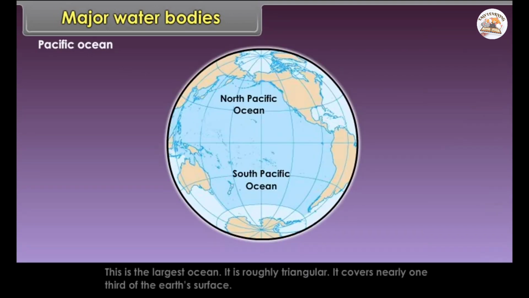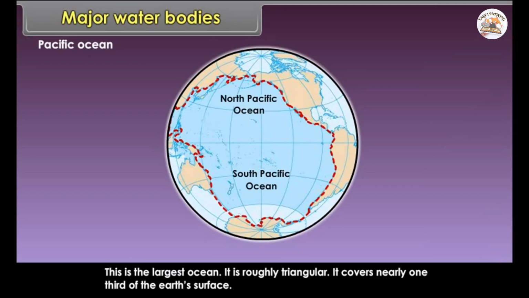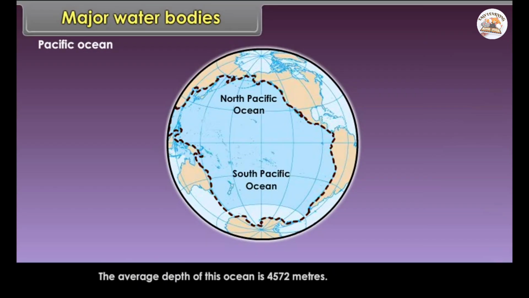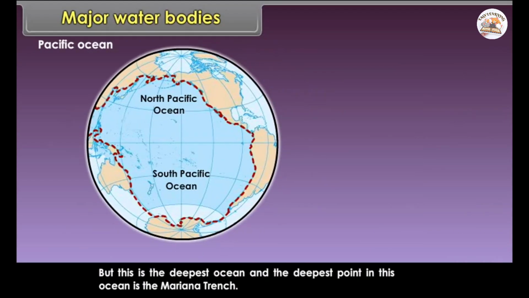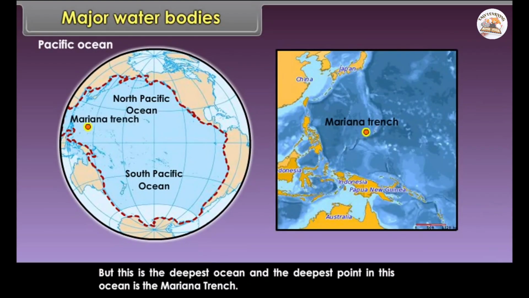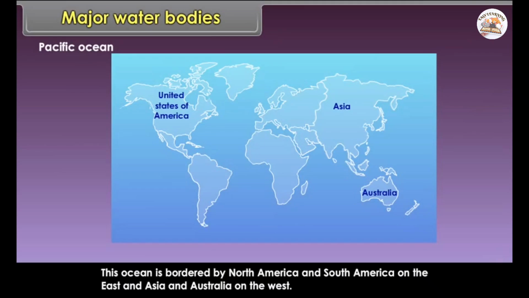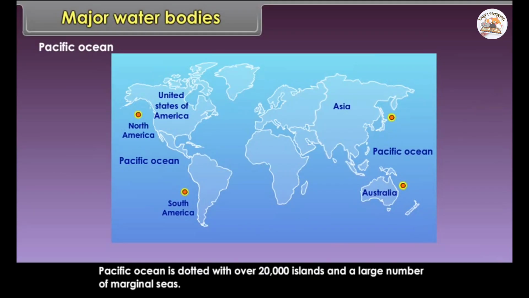Pacific Ocean. This is the largest ocean. It is roughly triangular. It covers nearly 1/3 of the Earth's surface. The average depth of this ocean is 4,572 meters. But this is the deepest ocean, and the deepest point in this ocean is the Mariana Trench. This ocean is bordered by North America and South America on the east, and Asia and Australia on the west. Pacific Ocean is dotted with over 20,000 islands and a large number of marginal seas.